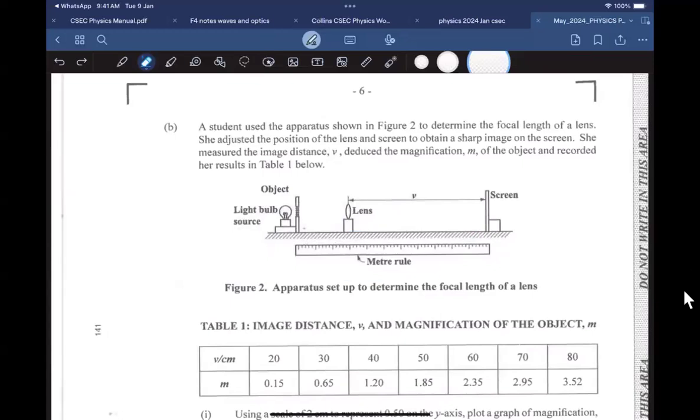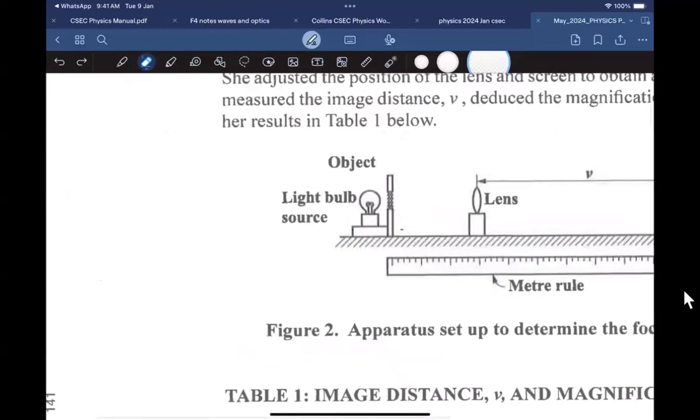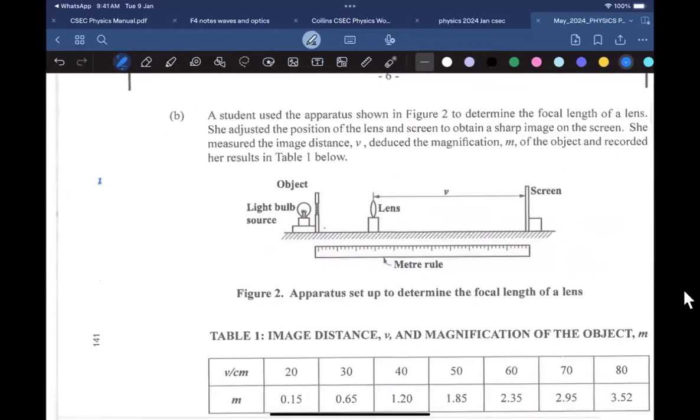So let's continue. Let me just write down the observations, right? What we know for sure is a convergent lens.